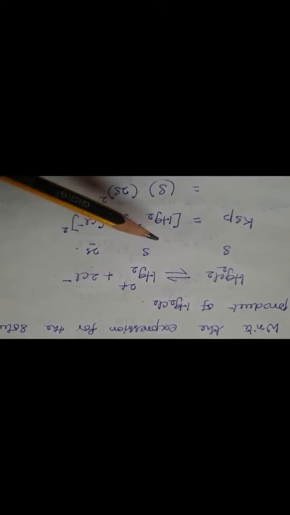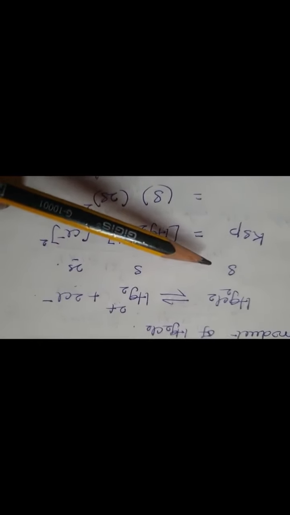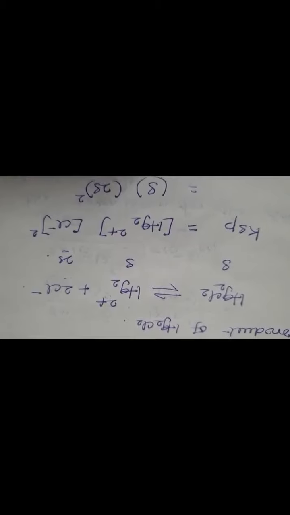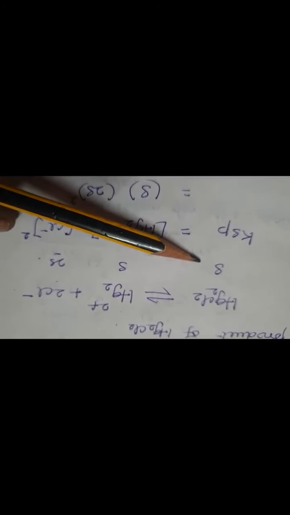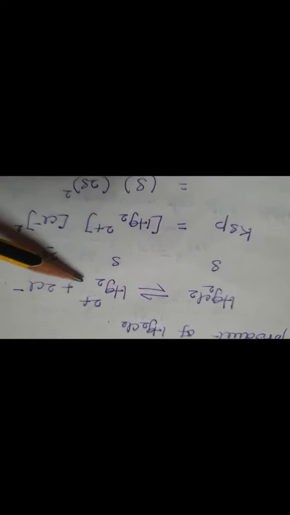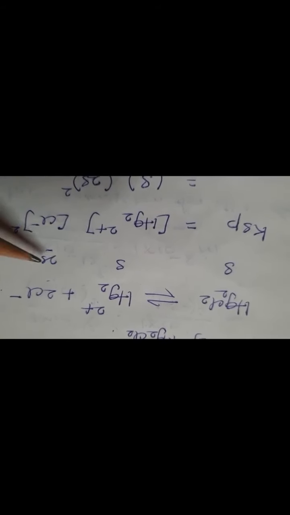This will decompose into, or ionize into, Hg2 2+ and likewise 2 Cl minus. The solubility is not given, so we have to take it as s. Consider the solubility of Hg2Cl2 as s. Hg2 2+ is s, and 2 Cl minus is 2s.